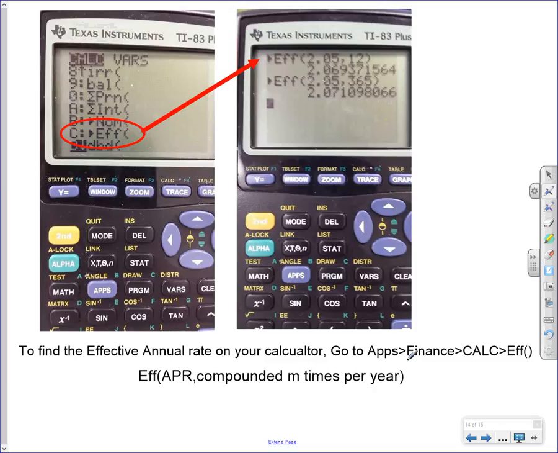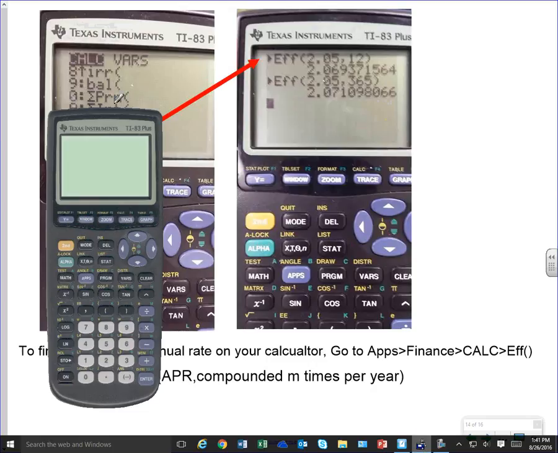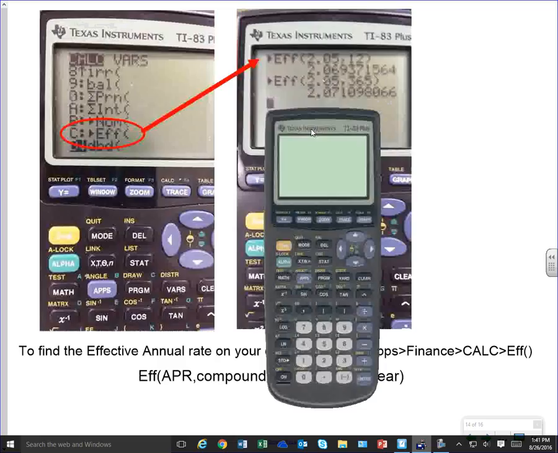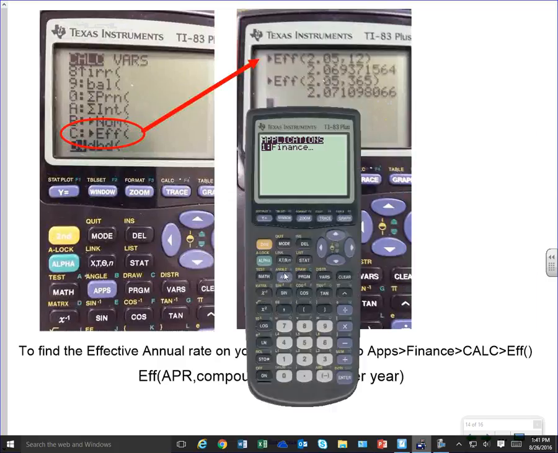So how can we do this on our calculator? We can actually do this in our calculator as well. So let me pull that up here. So we're going to go back to our apps. Let me turn this on. Go back to apps and go to finance and calculate. And so we went to TVM Solver before, but now we're going to go down here to EFF. Okay, right here. Now, EFF stands for Effective Annual Yield. So that is what we saw.